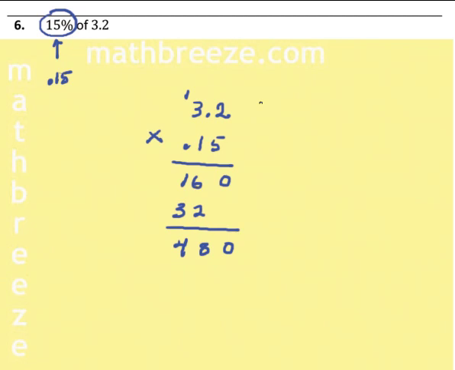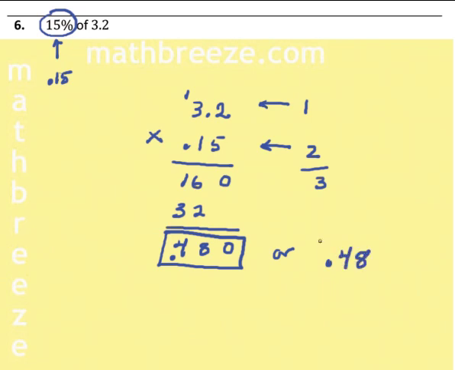All right, here we have 1 decimal place. Here we have 2 decimal places, so we have a total of 3. So we're going to put 3 decimal places in our product. So that's it, 0.480, or we can just write this as 0.48. So 0.48 is 15% of 3.2.